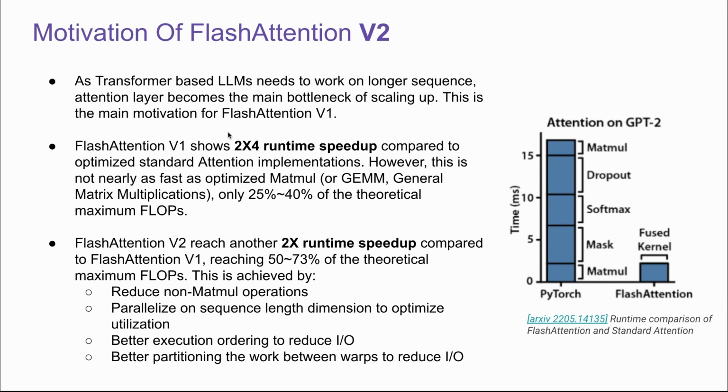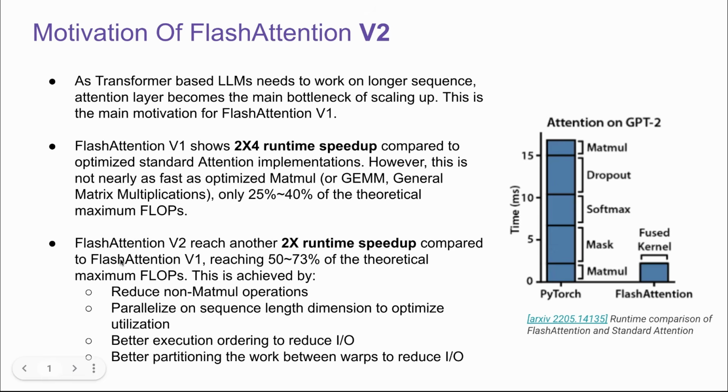FlashAttention V1 already shows 2 to 4 times runtime speedup compared to optimized standard attention implementations. However, this is not nearly as fast as optimized Matmul or GEMM, general matrix multiplications. It only reaches 25% to 40% of the theoretical maximum flops. So this is the main motivation for FlashAttention V2.